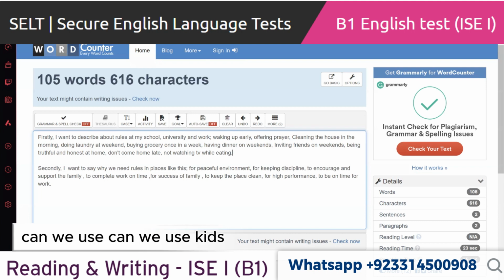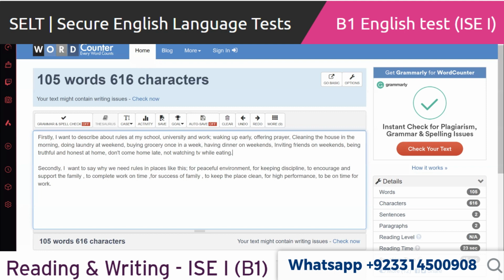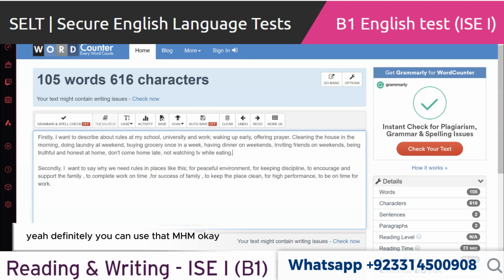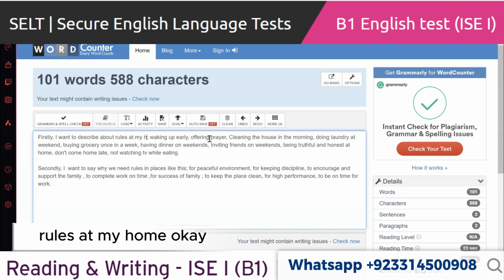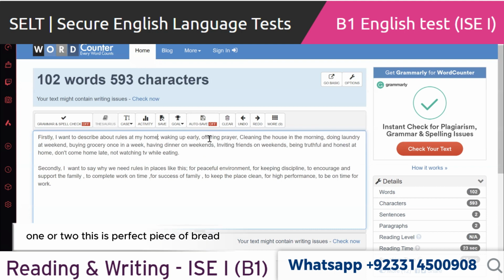Can we use kids go to sleep on time? Definitely, you can use that. Any confusion? No. Now, if you're going to talk about some rules in your country, because we've covered school, university, work, and rules at home as well. We did not change this. I want to describe rules at my home. This is a perfect piece of writing.